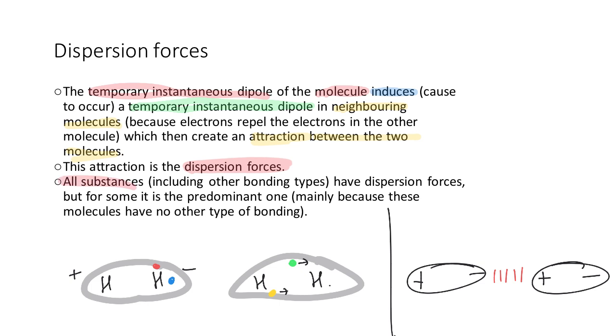Now, the key idea is that all substances, including other bonding types like ionic, metallic and covalent network, have dispersion forces because they all have electrons that simply move around. But for some of them, it is the predominant type, mainly because they have no other type of bonding. Some substances, like ionic substances, will have ionic bonding and dispersion forces, but some substances only have dispersion forces. That means dispersion forces are the predominant one for them.